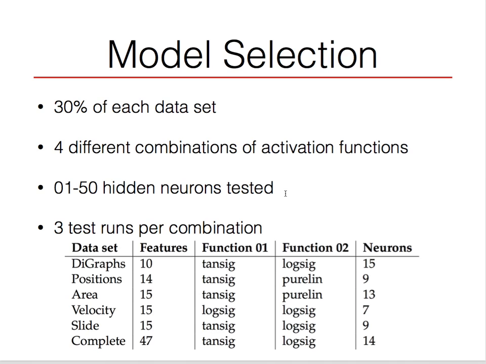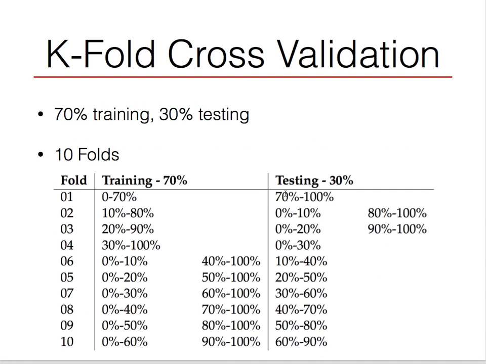We used 30% of the data sets, and for 4 different combinations of activation functions, testing from 1 to 50 hidden neurons, and we did 3 test runs per combination. What we did is we started with 10 features limiting to digraphs, then we added the XY position, we removed the XY position and added the surface area, removed surface area, added the slide velocity, removed slide velocity, added the slide distance, and then one final dataset with all features, all 47. And we found the ideal combination for each dataset.